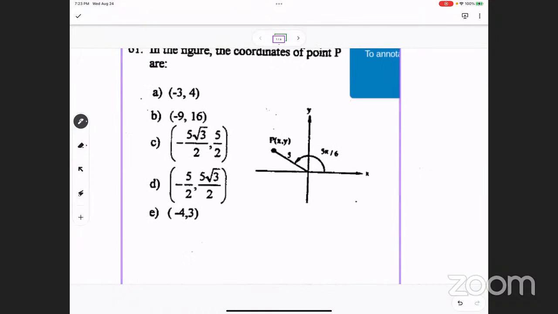So remember the unit circle? Remember how with the unit circle we had, this is 5 pi over 6, which means this over here is pi over 6. Pi over 6 is 30 degrees. And so this triangle right here, that's a 30, 60, 90 triangle, right? And so the coordinates, if you remember 30, 60, 90, you remember the special right triangles?